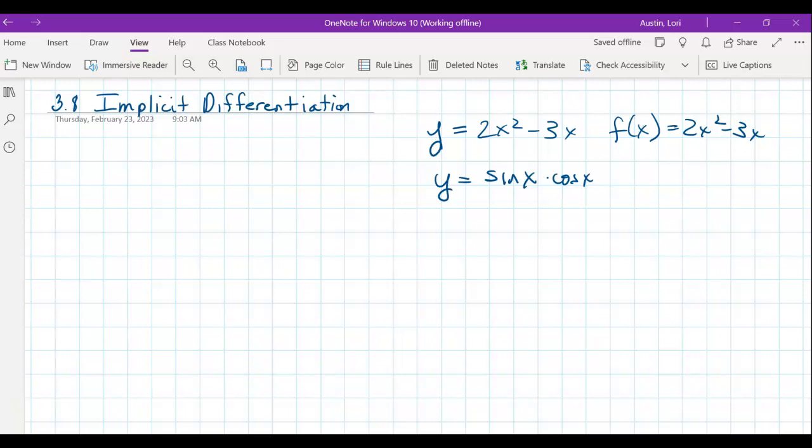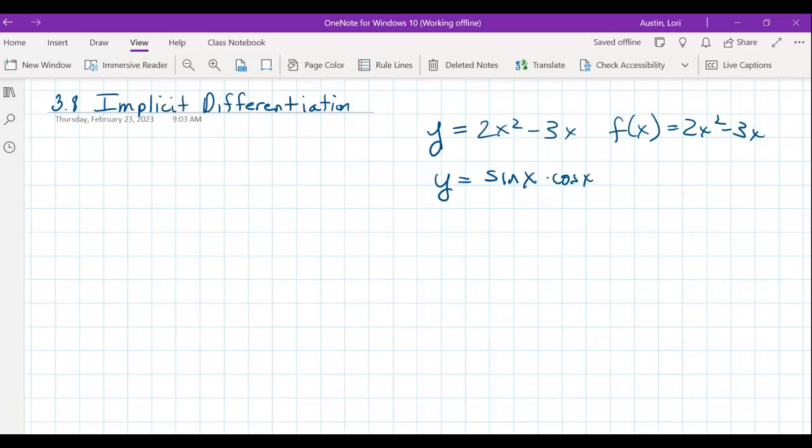But what you're going to find today is you don't just take derivatives of functions. You can take the derivative of any equation with respect to any variable. All right? And today, we are going to look at equations that are not or cannot be explicitly solved for y. Or if they are, they get a little complicated because they're not functions.